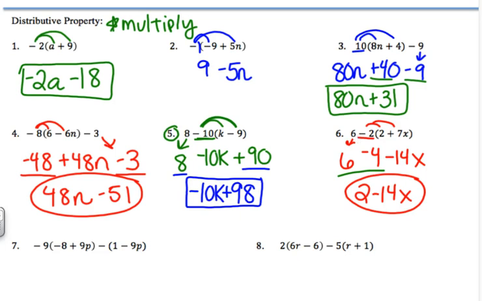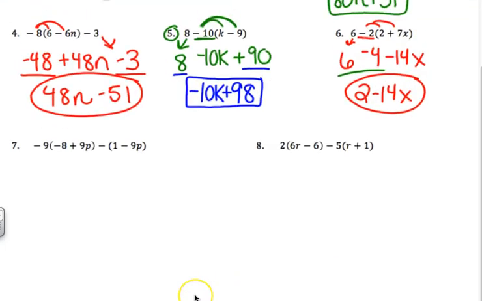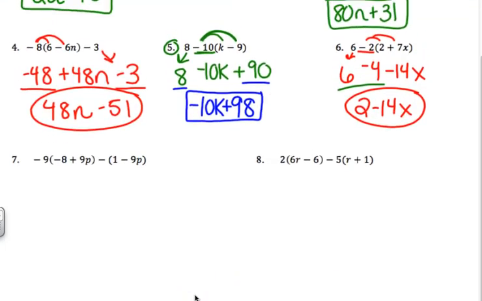Okay? Alright, the last ones, which look like more work, so it's just distributing twice. So I need to distribute this number out front to only these terms, distribute this imaginary negative 1 to both of my terms. So let's do a negative times negative is positive, and then 9 times 8 is 72. 9 times 9 is 81, and that would be a negative 81p. Then I'm going to move on to a negative 1 times a positive 1, which is a negative 1. And then a negative times a negative we know is positive. So 1 times 9 is 9p.